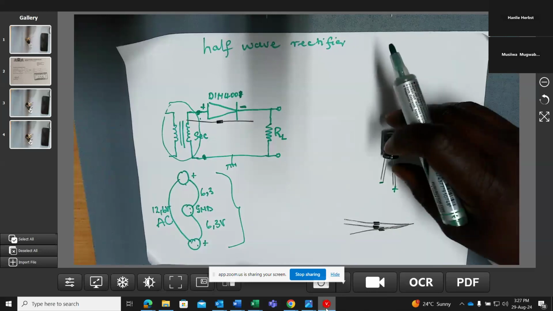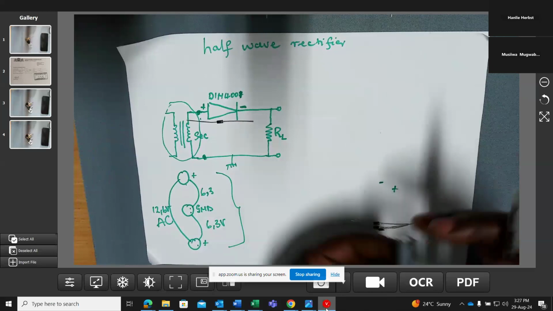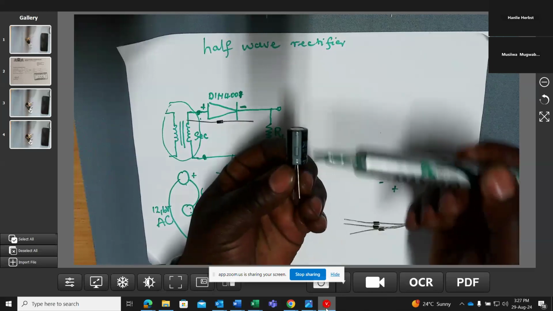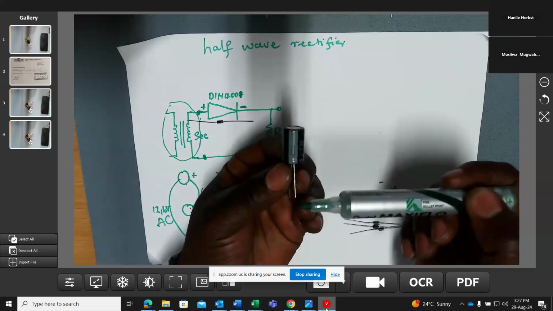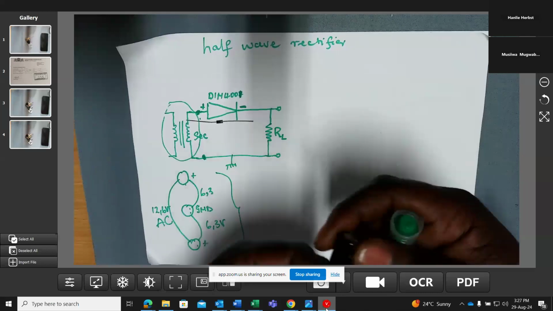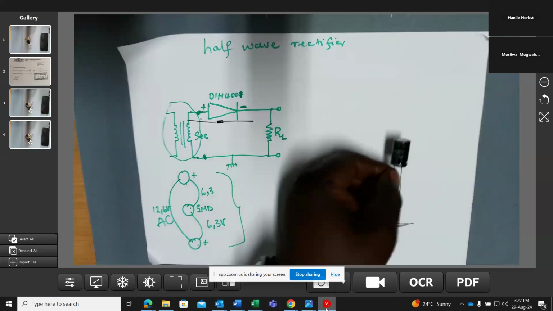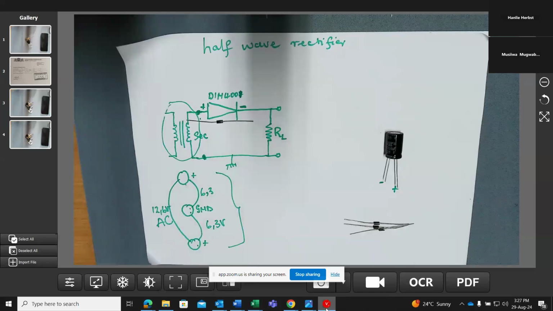If you turn the body of the capacitor, you'll see that the negative side has this marking here. This marking simply means that this pin is the negative side. The side without the marking is the positive side. When you put it down for viewing, the longer leg is your positive side, and the shorter leg is your negative side.